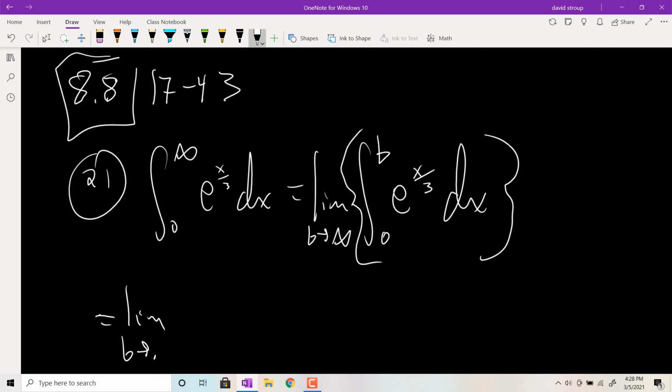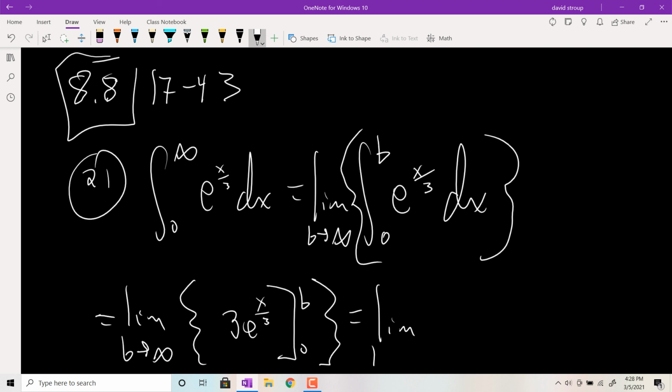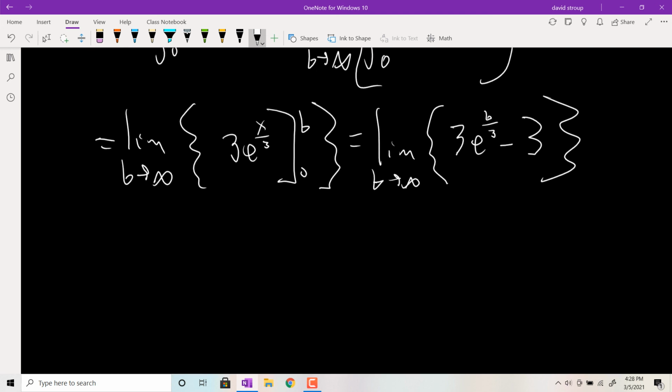Sort of forget about the limit for a little bit. The integral of e to the x over 3 is 3e to the x over 3, evaluating from 0 to b. This will be the limit as b goes to infinity of 3e to the b over 3 minus 3e to the 0, in other words 3. As b goes to infinity, this part is going to go to infinity. So it'll be equal to infinity minus 3, which is just infinity. And then you have to note it's divergent.